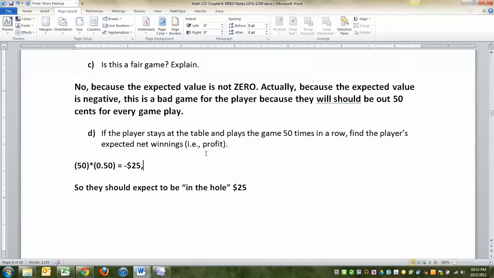Last bit. If this player stands at that table and just keeps playing and playing 50 times in a row, what should that player expect to be the winnings or profit? And the answer is, well, you take 50 times -0.5, which would get you -$25. So they should expect to be in the hole $25 because it's negative.